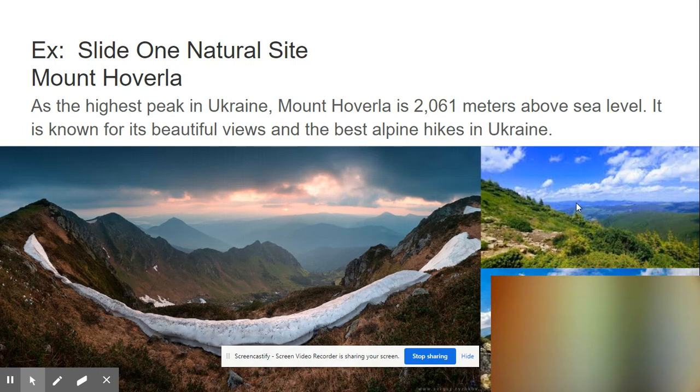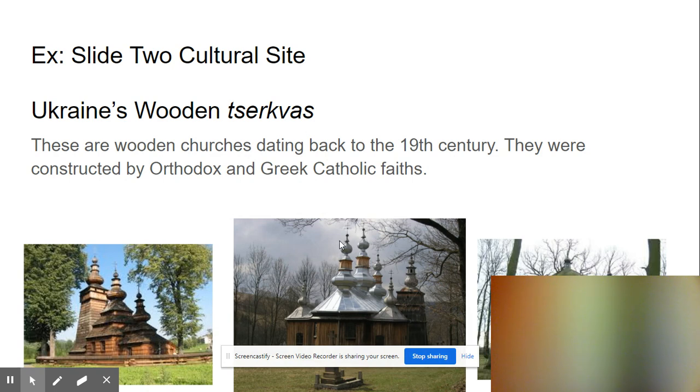Slide 1, you're going to have some pictures, at least 2 of the natural site you are visiting. Waverly chose to go to Mount Hoverla, and she is writing about what she sees while she's there. So you need 2 pictures, 2 sentences. You also need to go to a cultural site made by people. She's going to see Ukraine's wooden tserkvas. What's a tserkva? They're wooden churches from the 19th century. They were constructed by Orthodox and Greek Catholic faiths. So you have 2 sentences underneath or near the pictures to show what you visited.